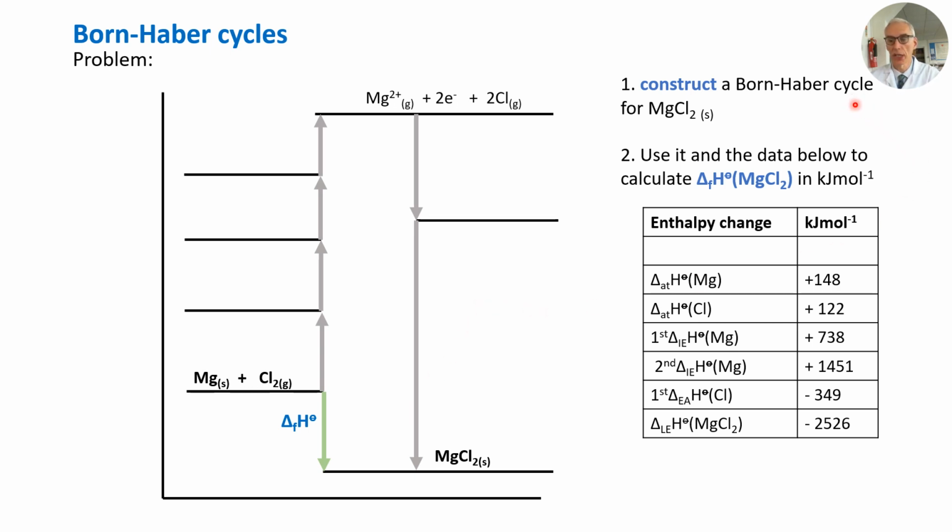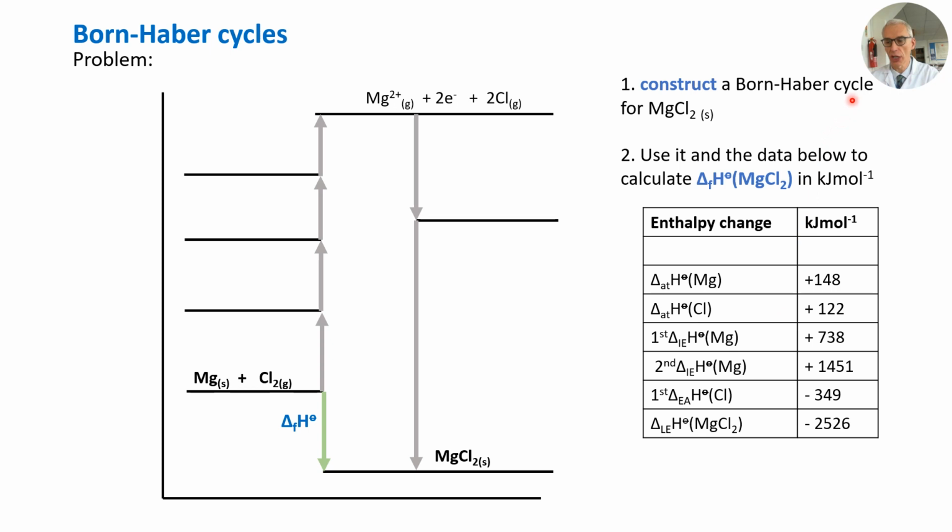Construct a Born-Haber cycle for magnesium chloride. A template or a framework is set out for you there. Not all of that is necessary and to be used. And then use that framework to calculate the enthalpy of formation for magnesium chloride. The data you're supplied with is the enthalpy of atomization of magnesium and of chlorine, first and second ionization energies for magnesium, first electron affinity for chlorine, and the lattice enthalpy for magnesium chloride.